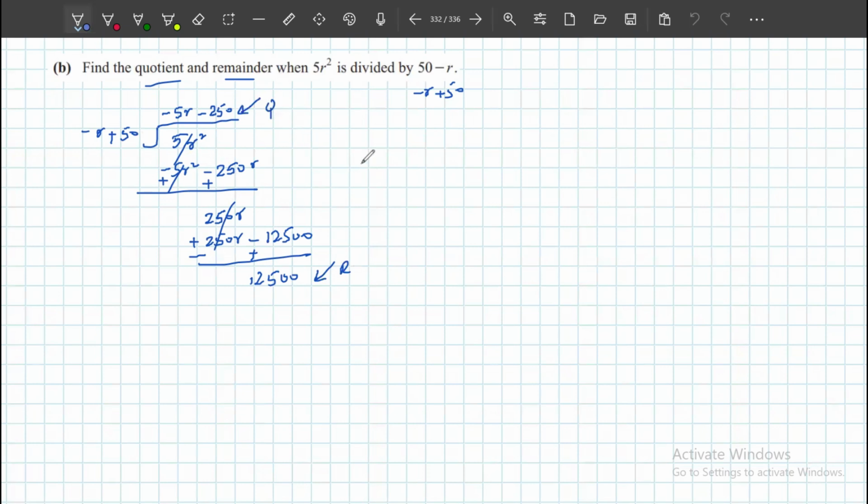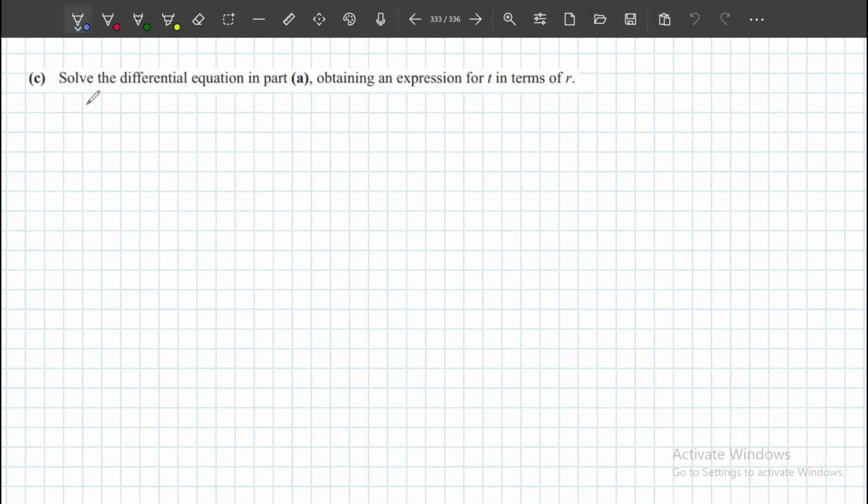It means the required quotient is equal to minus 5r minus 250, and our remainder is 12,500. This is the required B part of this. Next, we have C part, solve the differential equation. In part A, it was dr over dt equals 50 minus r over 5r squared.